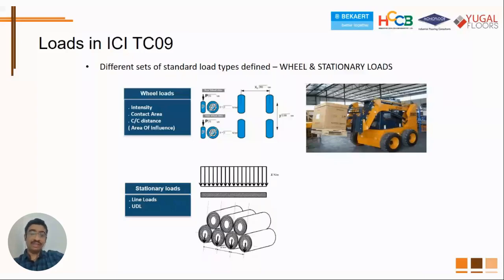So, for example, typically line loads are in this form. You could have an infill wall resting directly on the slab, which would exert a line load, or you could have, let's say, some rolls like this, which are stacked one on top of the other, and then that would also impart a line load.